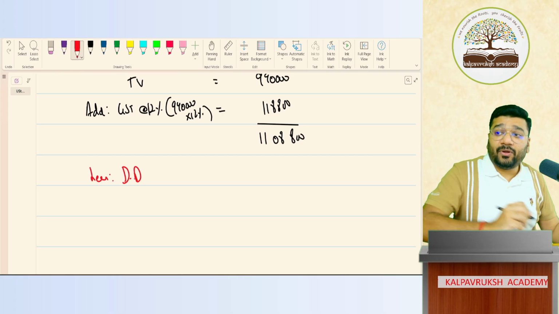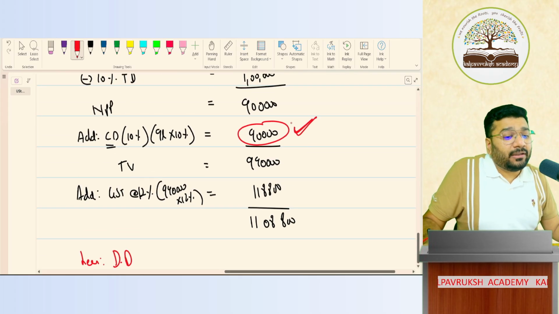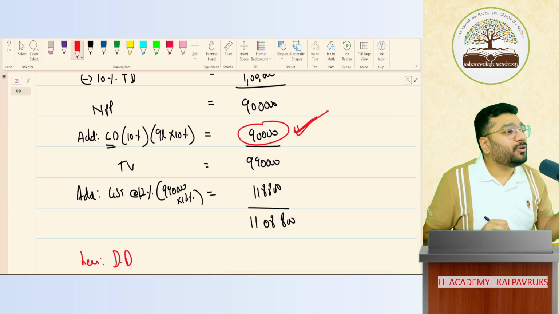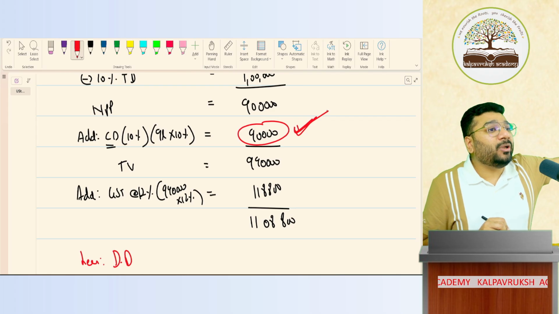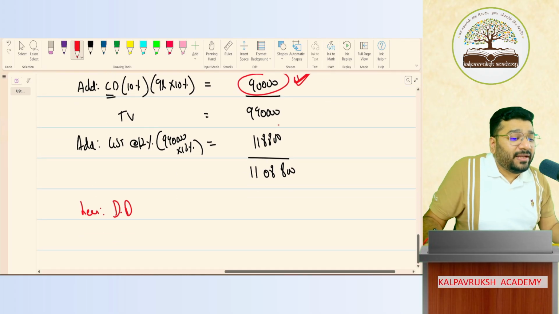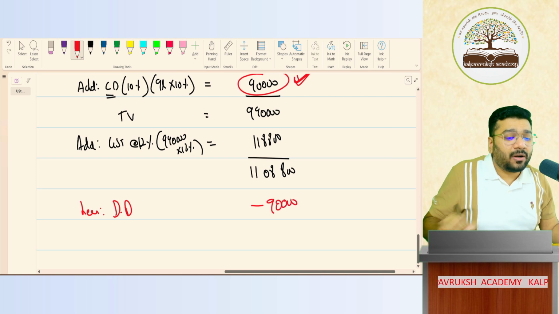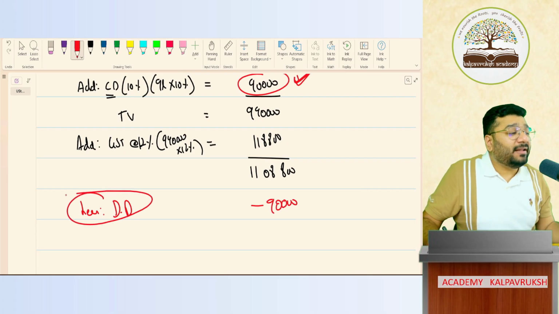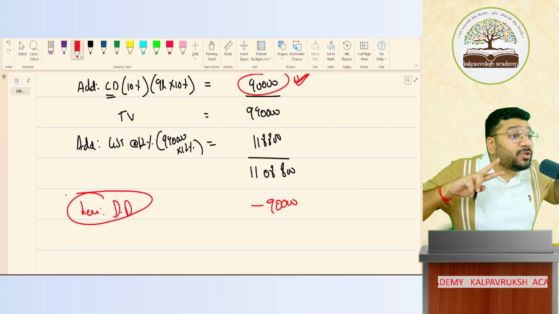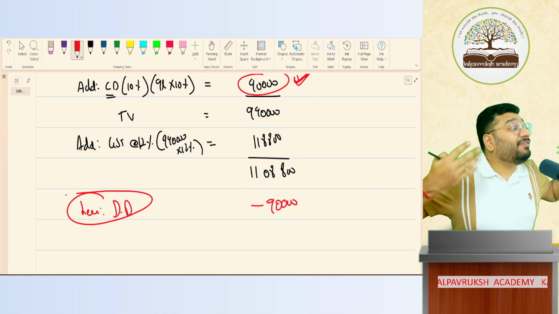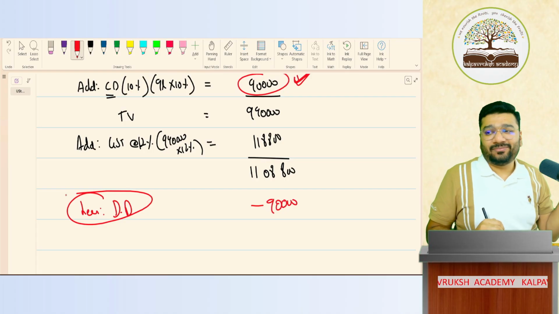Now duty drawback can be of two types. One, the full 90,000 duty drawback they'll give you. In some cases they say, I'll give half, or I'll give 80%. So however much portion of duty drawback is available, that alone you minus. Got it, not got it? So for your convenience, I'm minusing the full 90,000. Subtraction of duty drawback will happen only when the tax you've paid to the government is subsequently recoverable, when the refund is available. Only then do you minus. Got it, not got it?